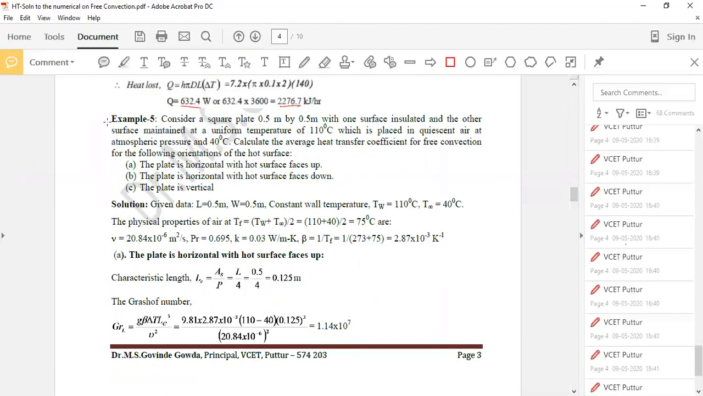So let us move on to another problem. These problems we have already discussed earlier.